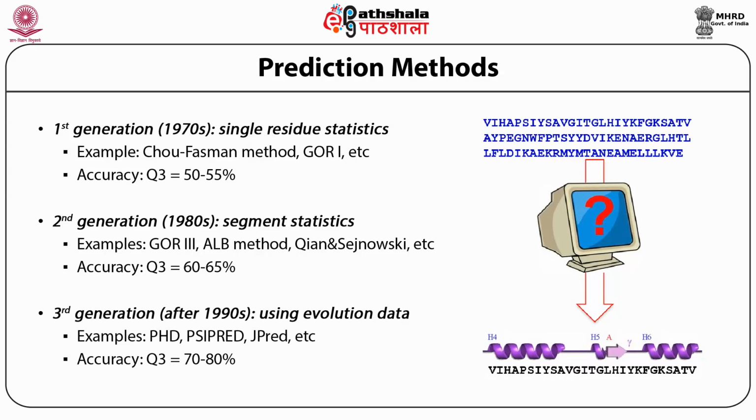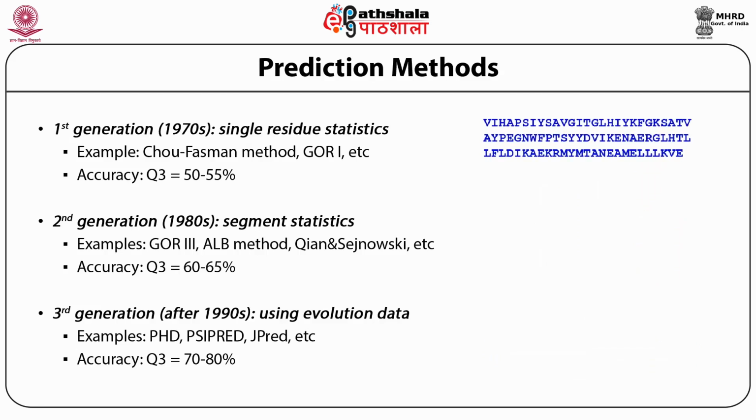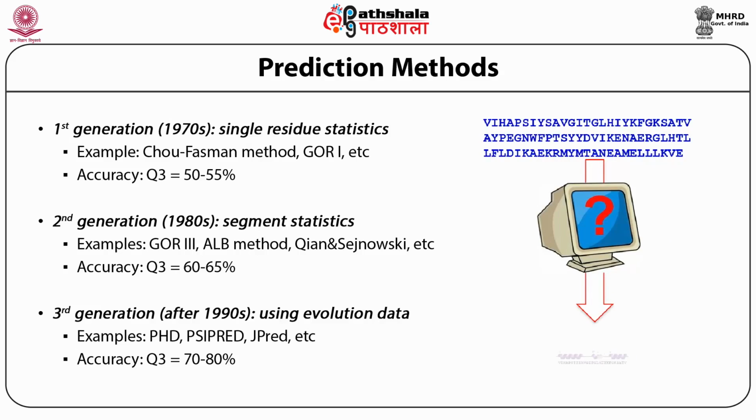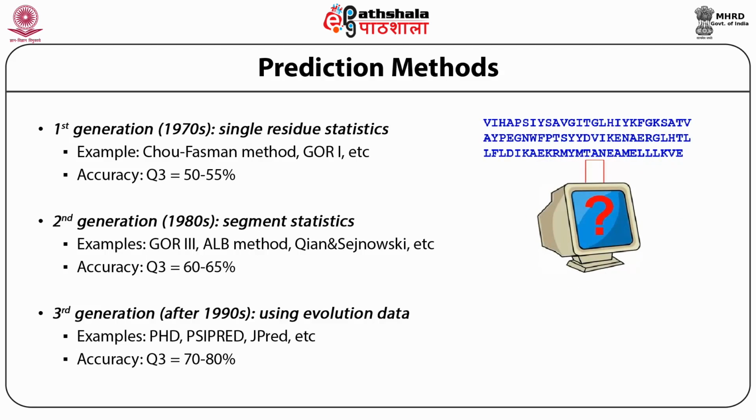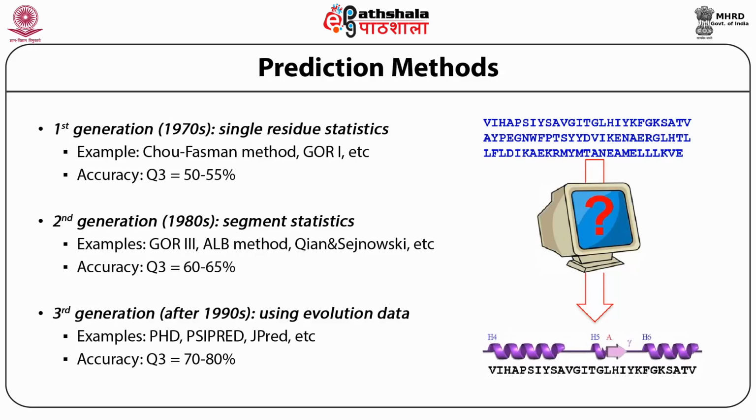The last procedure, which utilizes evolution data through multiple sequence alignments and machine learning approaches, are classified as third generation methods. The accuracy of third generation methods improved to 80%. PhD, CyPRED, JPRED algorithms were developed based on this approach.